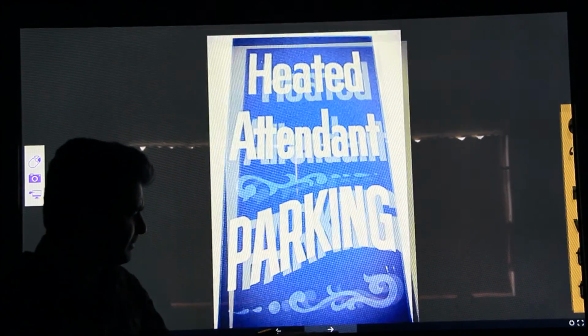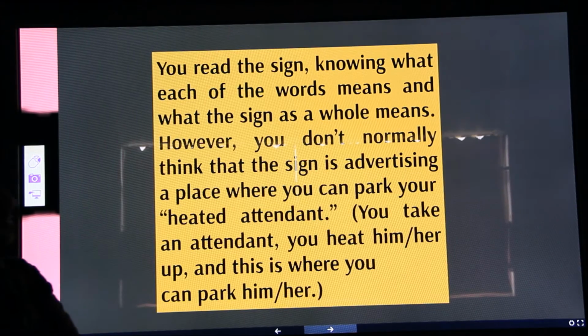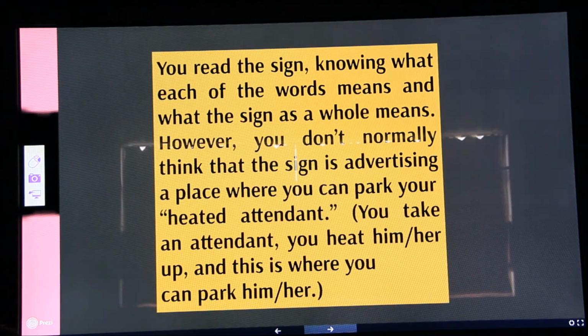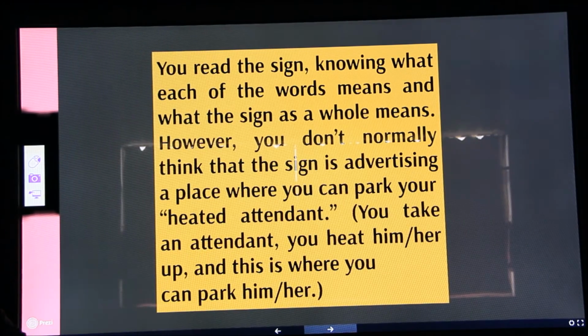So, you read the sign knowing what each of the words means and what the sign as a whole means. However, you don't normally think that the sign is advertising a place where you can park your heated attendant. You take an attendant, you heat him or her up, and this is where you can park him or her. You don't understand this, right?